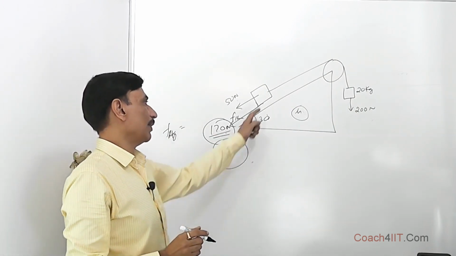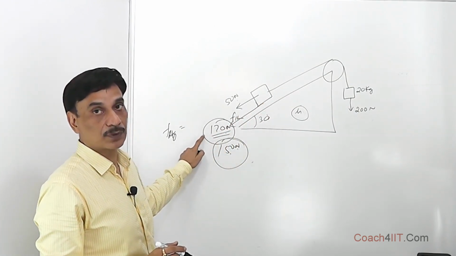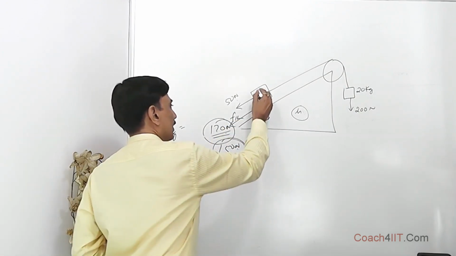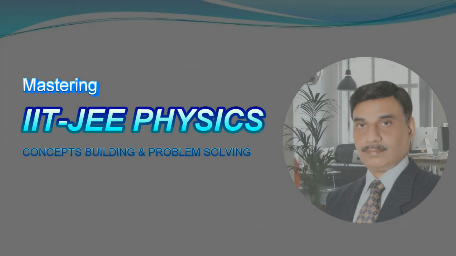And if someone asks what is the value of friction force between this and this, you will not say 170. 170 is the limiting value of friction force. The friction force between this block and this block, that is the 10 kg block, is going to be 150 Newton.